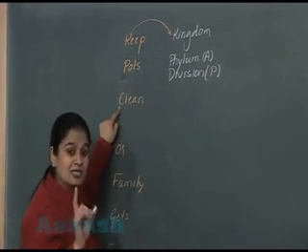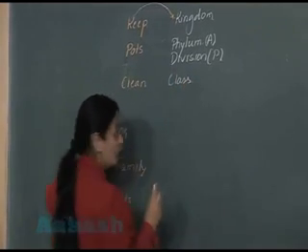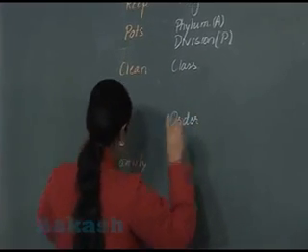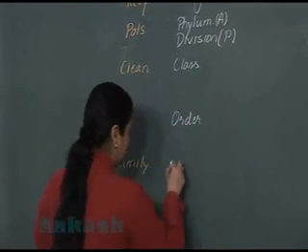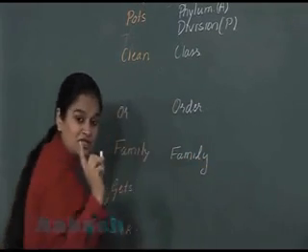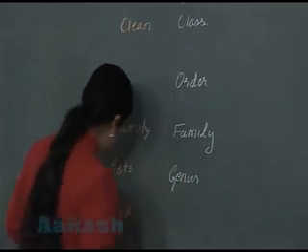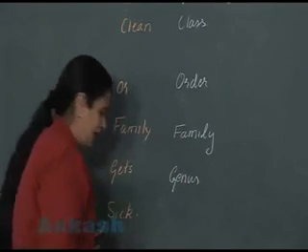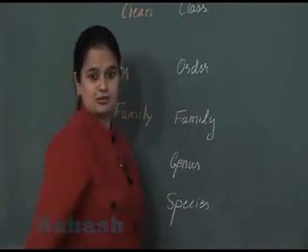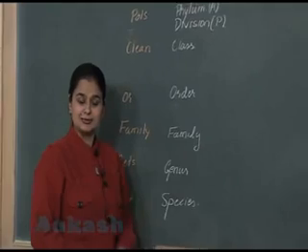Next one from C is class. From O, it is order. This one is family. From G, it is genus. And the last one from S represents species. So these are the 7 obligate categories.